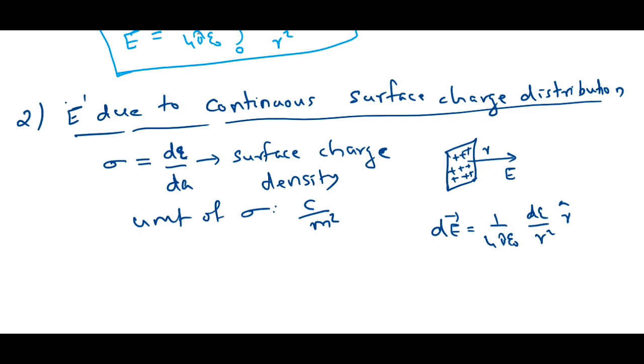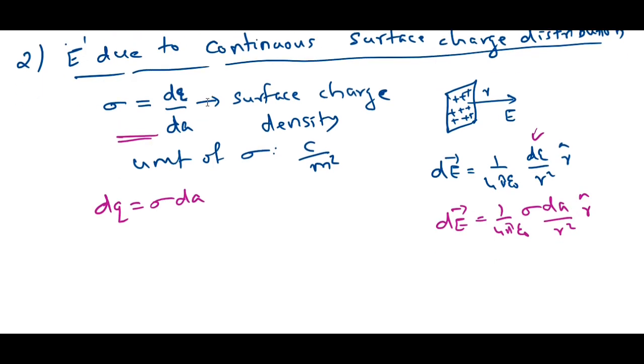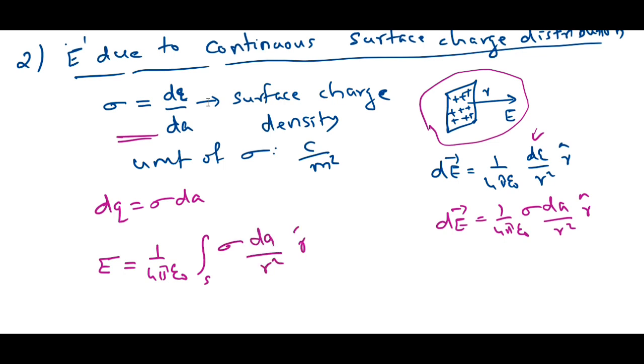Then from this expression I can rewrite dq is equal to sigma dA. Simply here I can replace this dq by this expression. It is 1 by 4 pi epsilon 0 sigma dA by r square r cap, or net electric field due to this surface charge distribution, that is E is equal to the surface integral, integrate over the surface 1 by 4 pi epsilon 0 sigma dA by r square r cap.